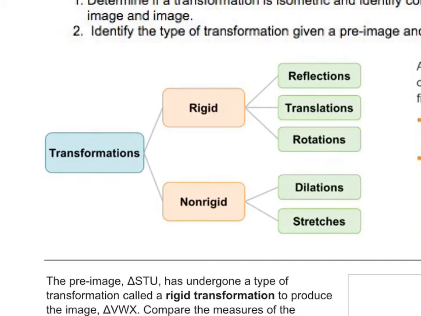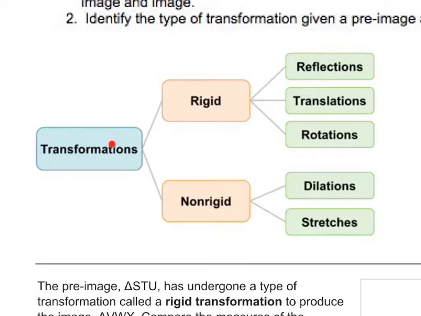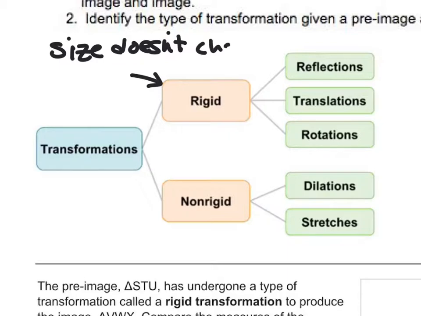So we've got this big underlying idea of transformations. We have rigid transformations and we have non-rigid transformations. Rigid transformations means that the size remains the same. So the size doesn't change. When we talk about rigid transformations, we would talk about reflections, translations, and rotations. Non-rigid transformations is when the size of a figure changes, and we call that a dilation or a stretch, and we'll get into what those mean.